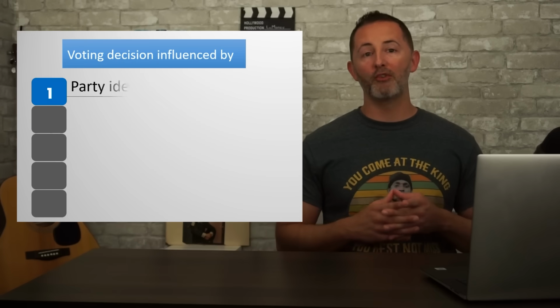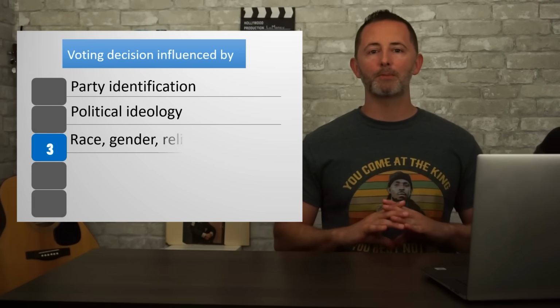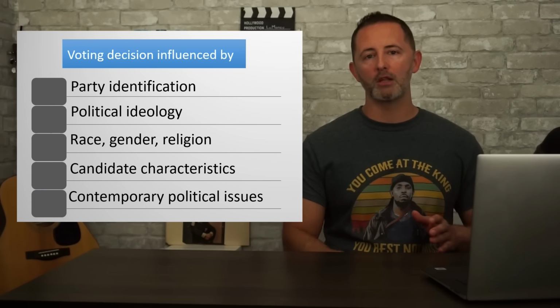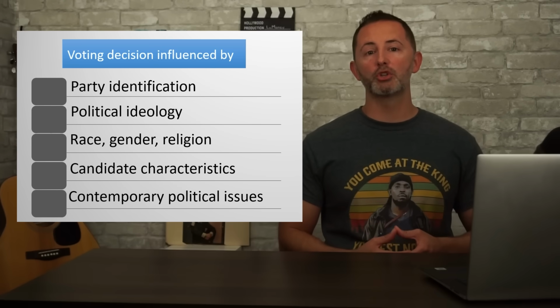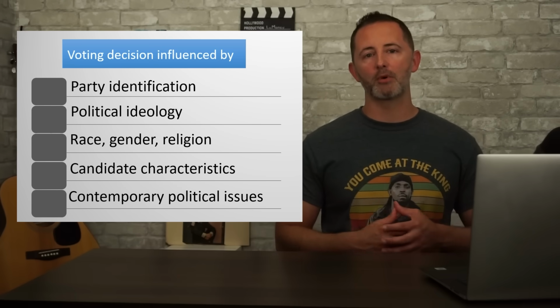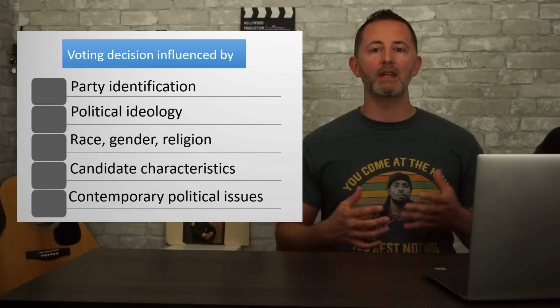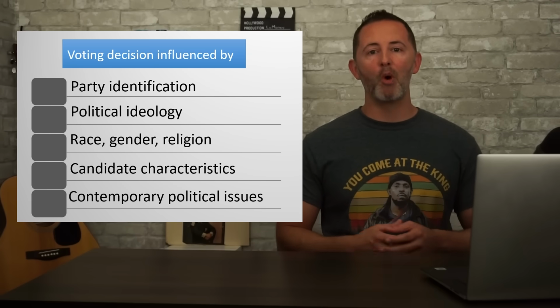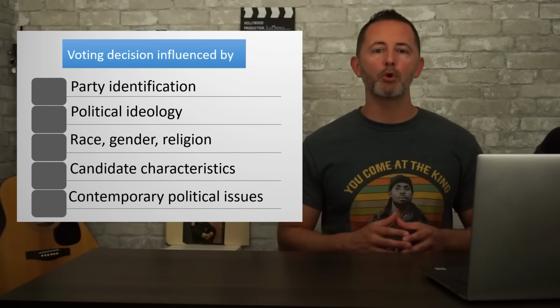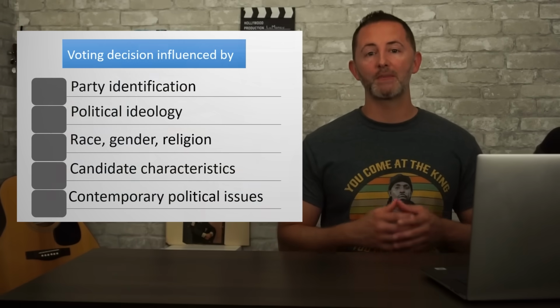Then there are the factors that influence which party a person votes for, and we have 5 of them to consider here. The best predictor of how a person will vote is party identification. Not surprisingly, people who identify with a party vote overwhelmingly for that party. Similarly, ideology influences voter choice, as does religious affiliation, gender, race, ethnicity, and other demographic characteristics. Additionally, candidate characteristics like their personality, whether they're perceived as trustworthy, that kind of thing matter, as do contemporary political issues, especially for retrospective voters.